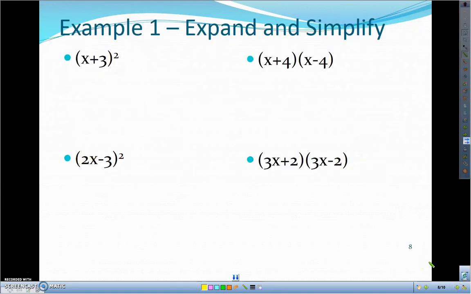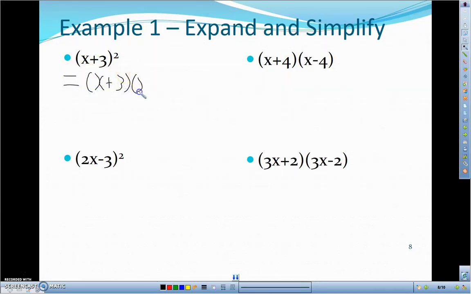So we're going to start with example 1, which is expand and simplify. And we're writing this out like this, which is x plus 3 times x plus 3.